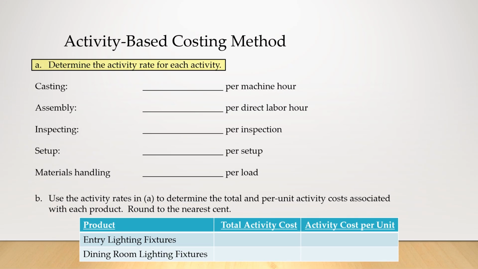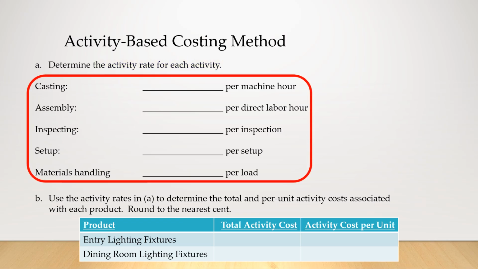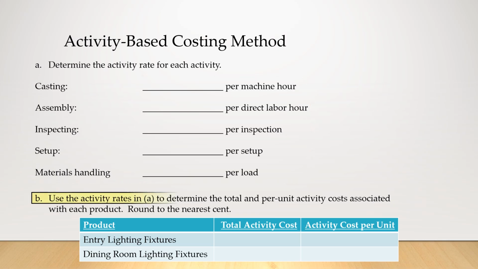Determine the activity rate for each activity: casting, assembly, inspecting, setup, and materials handling. Use the activity rates in Part A to determine the total and per unit activity costs associated with each product. Round to the nearest cent if necessary.